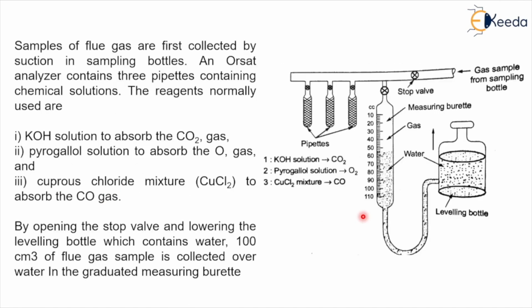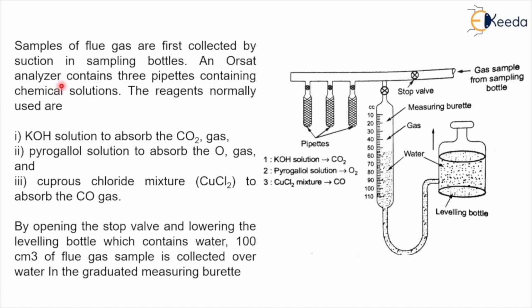Okay. Now, how does this Orsat analyzer work and what are the components in the Orsat analyzer? Let's see. The sample of flue gas is first collected by suction in the sampling bottle. Somewhere here the sampling bottle is there, and the sampling bottle will take the suction of flue gas. The flue gas which is going to the stack, we will draw that flue gas into the sampling bottle, or we will collect the flue gas in the sampling bottle.